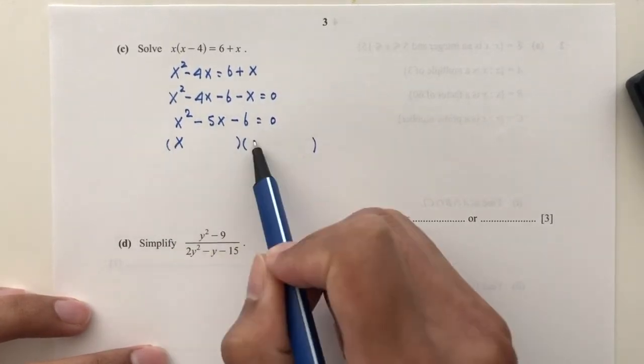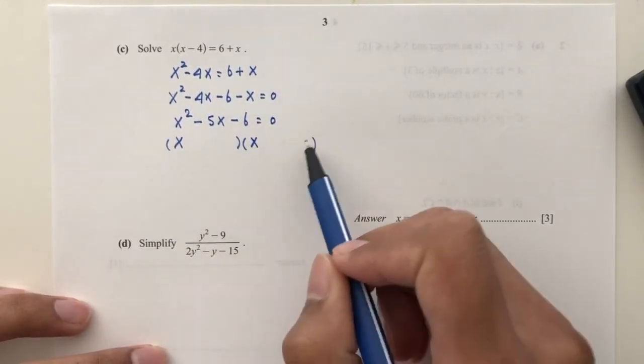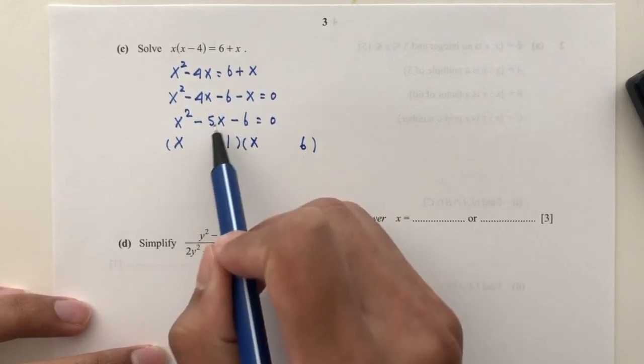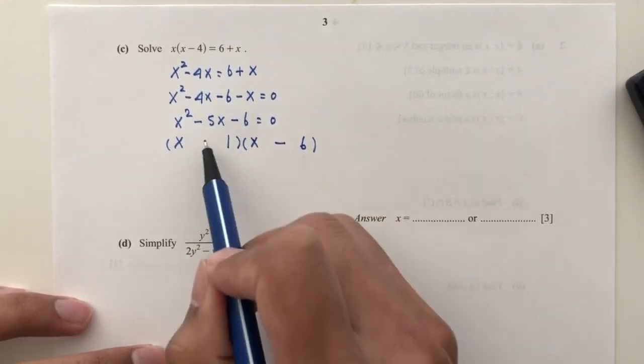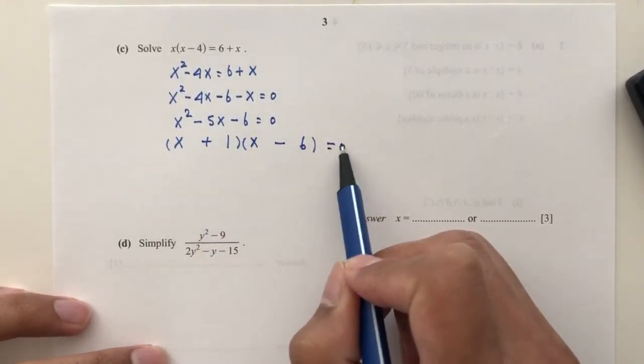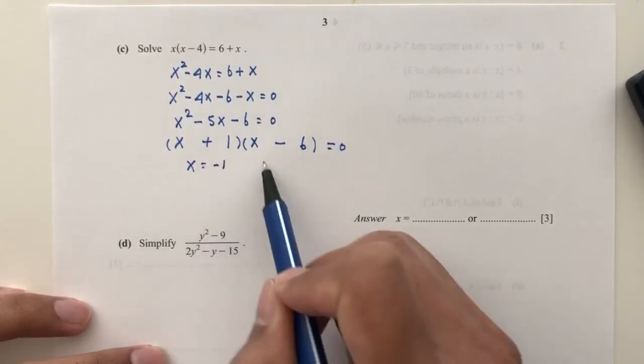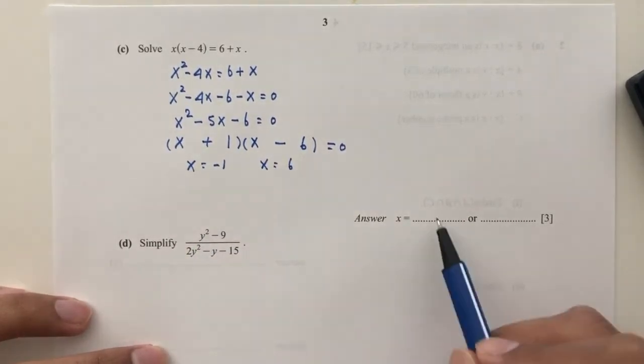So it will be x, 6 is 1 times 6, you put 6 and 1 here. For it to be minus 5, it will be minus 6 plus 1. So x will be minus 1 and will be 6.